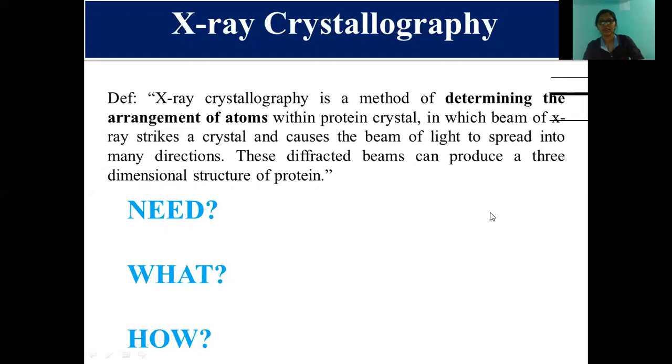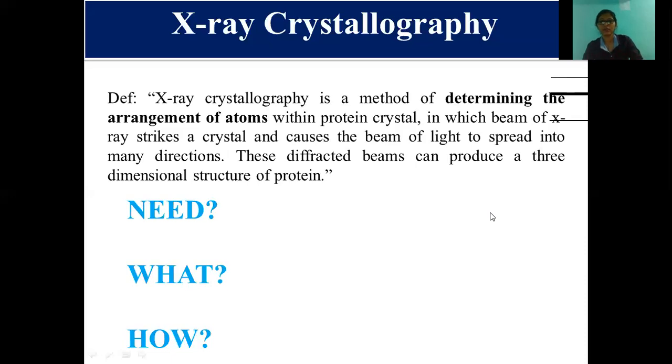So the next word is crystallography. In this word there are two subwords. The first one is crystal and the other one is graphy. Graphy means you can't directly get the molecular or atomic level structure of the protein. First you get some graphical form which is recorded on the detector, and thereafter that graphical information gets converted into the atomic structure. That's why it is called graphy.